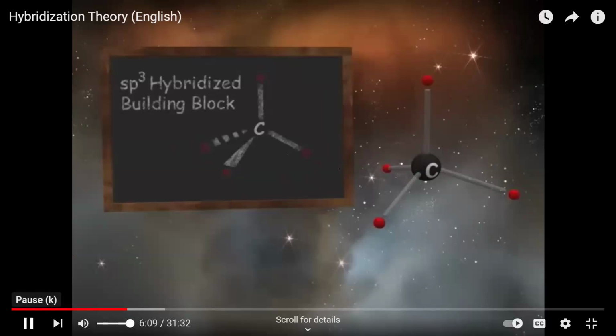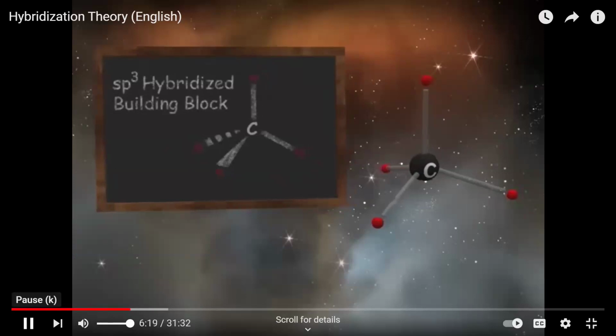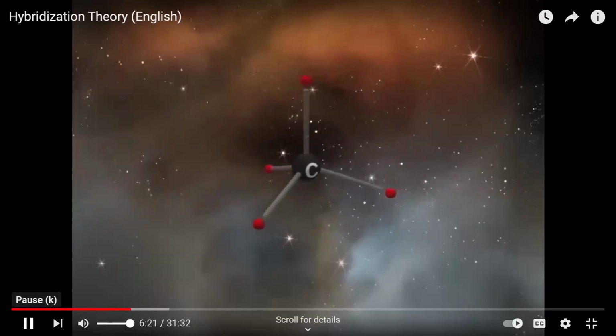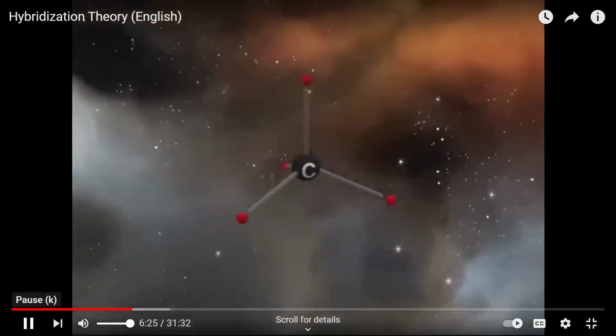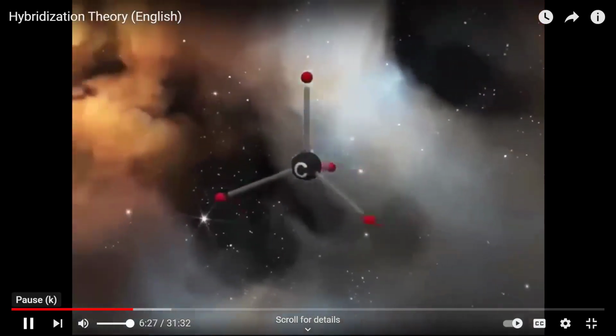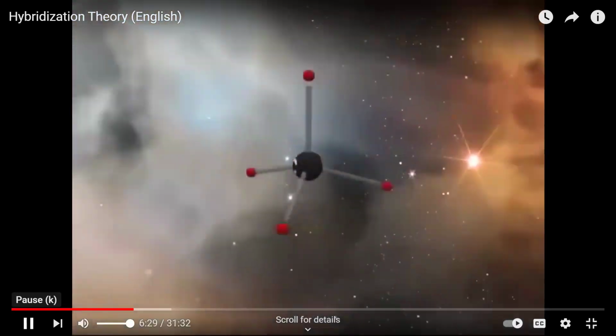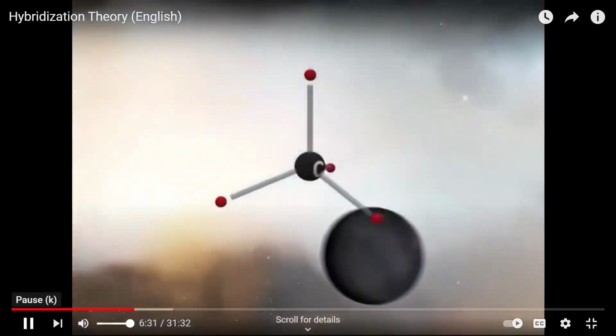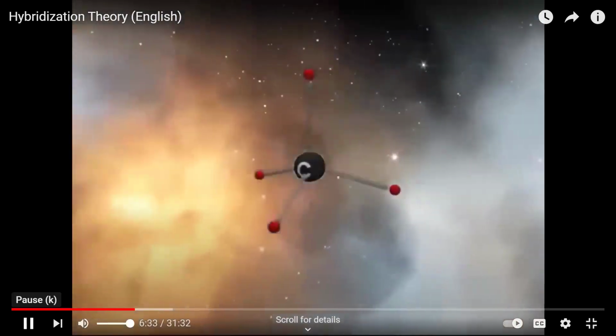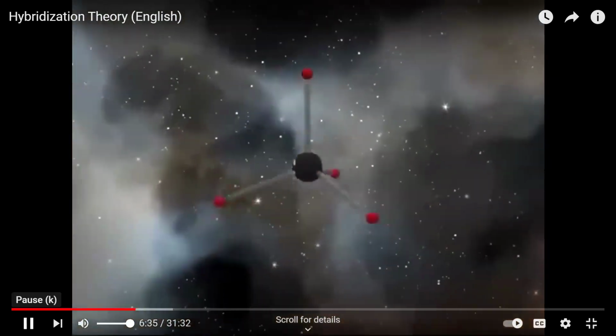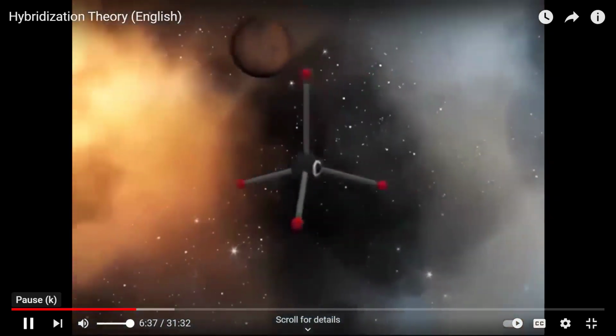The 2 solid lines in this drawing are in the plane of the board. The wedge represents the electron coming out of the plane of the board, and the dashed line represents the electron going back behind the plane of the board. Each of the 4 sp3 hybrid orbitals contains 1 electron capable of forming a covalent bond. The sp3 hybridized carbon is now capable of forming 4 covalent bonds.